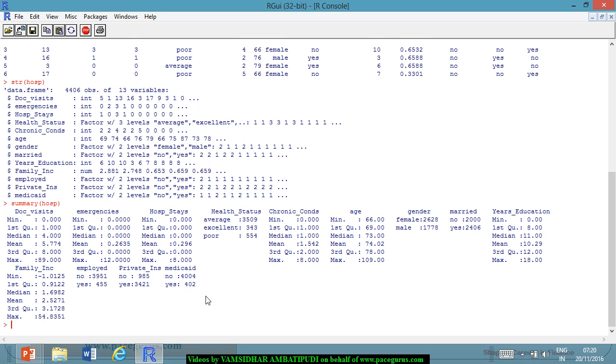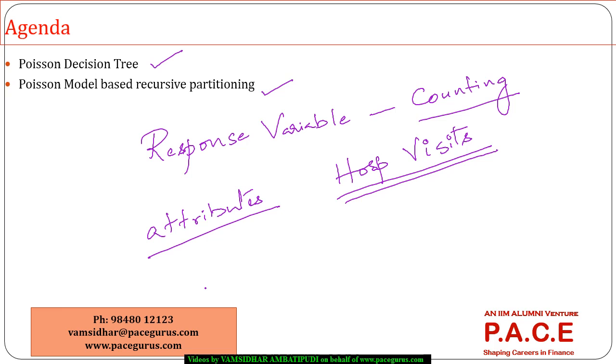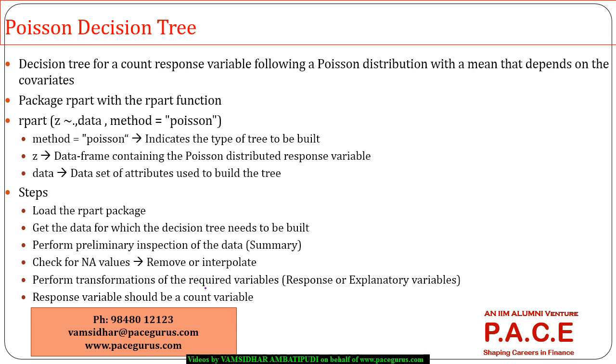So this is what the data is all about. Almost all the variables are looking decent enough. All the categorical variables, the representation is decent enough. There is no variable where very little representation is there from the categories. Alright, now we are ready to execute these two models, Poisson decision tree as well as the Poisson model based recursive partitioning on this data set.